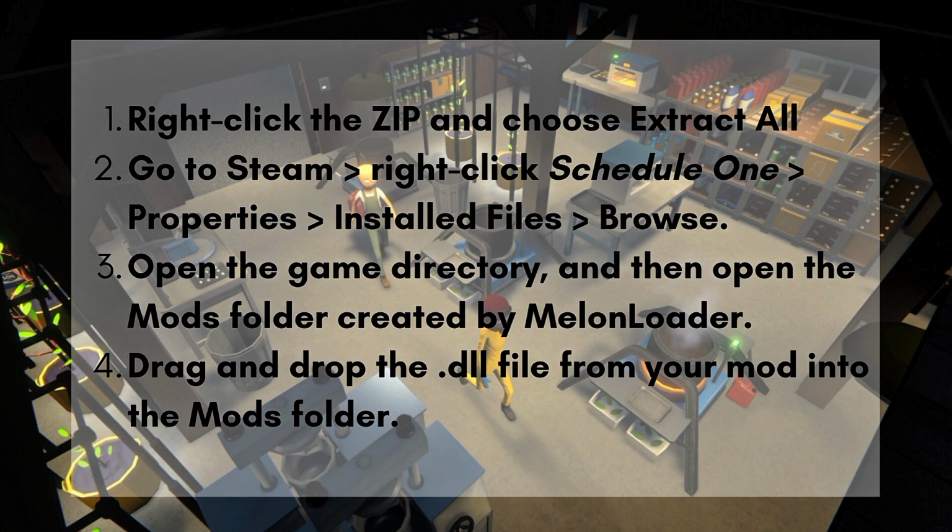After that, right-click the zip and choose Extract All. Go to Steam, right-click Schedule 1, Properties, Installed Files, then Browse. Open the game directory and then open the mods folder created by Melon Loader. Drag and drop the .dll file from your mod into the mods folder. And that's it, you've installed a mod. That's how you install any mod in Schedule 1. That's it.